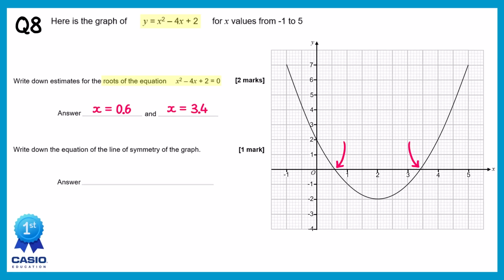In the second part we need to find the equation of the line of symmetry. If we draw on the line of symmetry here, we can see it crosses the x-axis at 2. This means its equation is x equals 2.